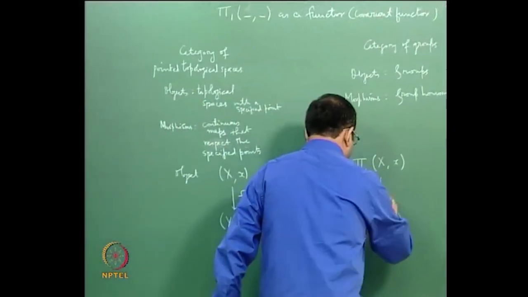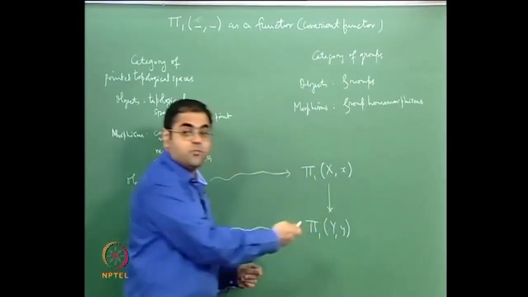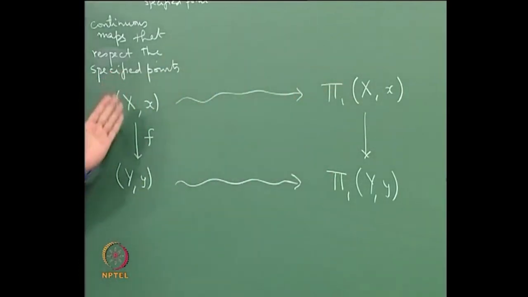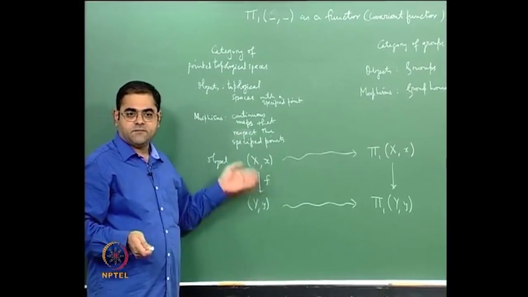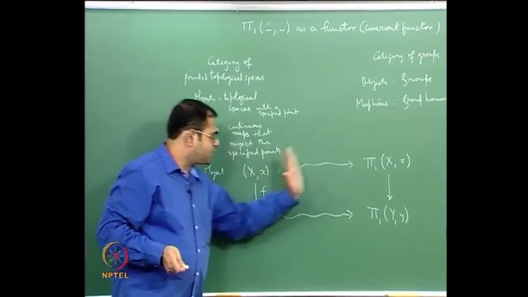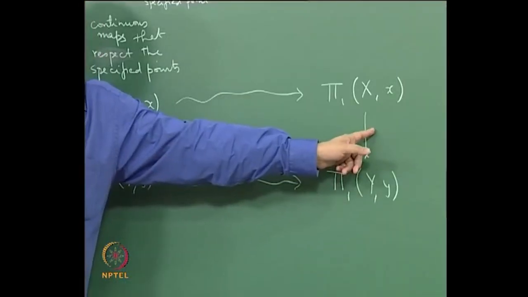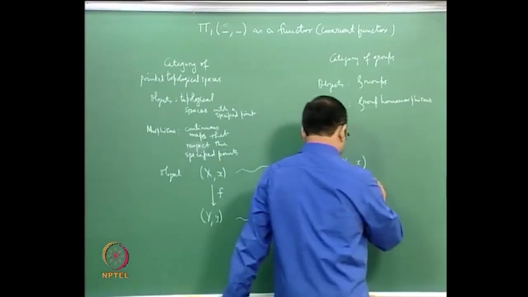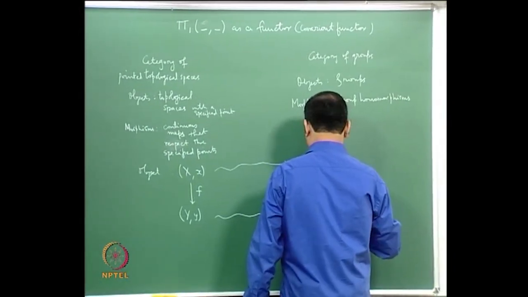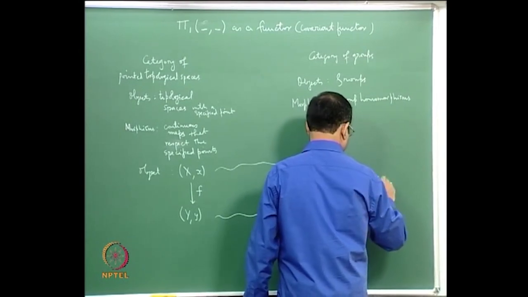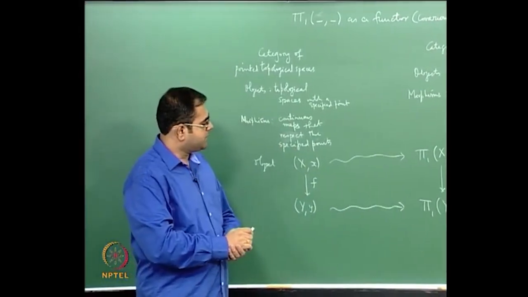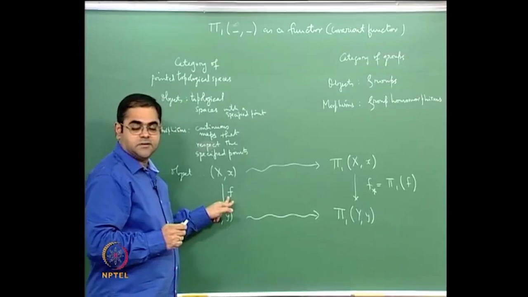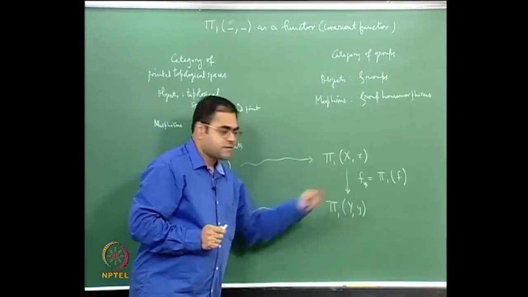And what I should get there is a group homomorphism, because on this side the objects are groups and the morphisms are group homomorphisms. On this side the objects are pointed topological spaces, and the maps are continuous maps which preserve the specified points. So given a map here, I should get a map there, which means that on that side I should get a group homomorphism. People usually write this as f lower star, and sometimes you can also write it as pi 1 of f, just to show that this is what is carried to by pi 1. The more common notation is f lower star.